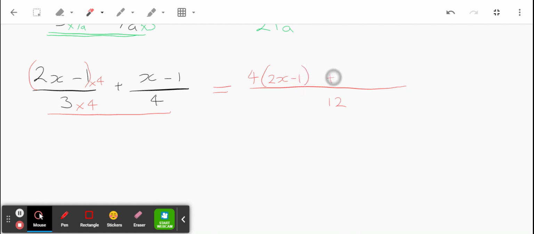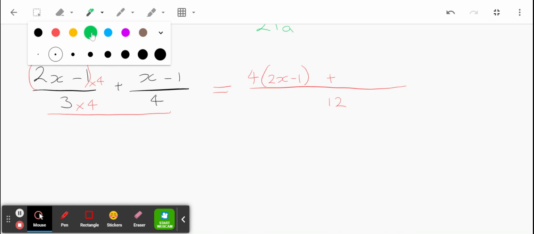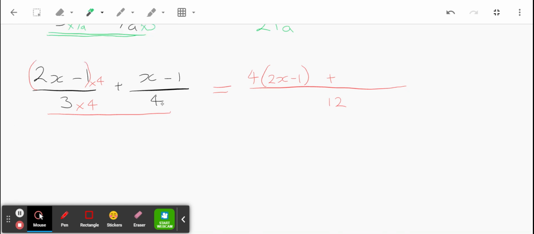Then I'm going to add my other term. 4 times 3 is 12, so I need to times the top by 3. So I now have 3 times x minus 1. Then I need to take the numerator line and simplify that, so I need to expand those brackets.